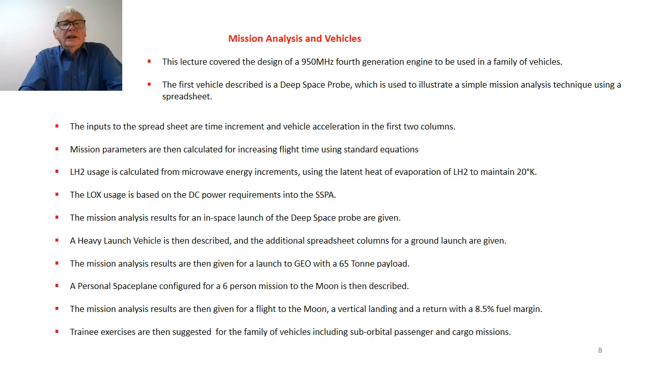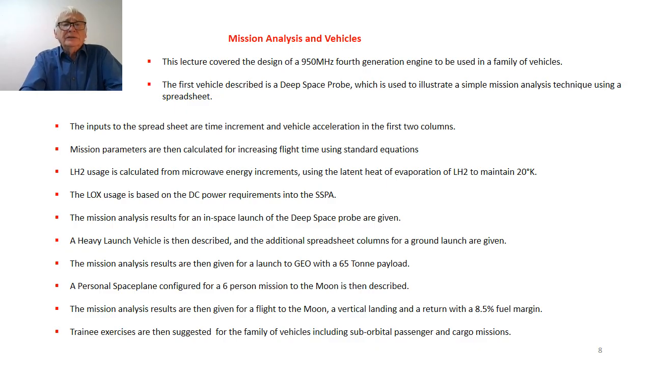You need to calculate the liquid oxygen usage for the fuel cells, and this is clearly going to be based on the DC power requirements into the SSPA itself. So you need to know the efficiency of the power amplifier. We gave the mission analysis results for an in-space launch of a deep space probe. This was the first simple mission we looked at. And then described a heavy launch vehicle, and we showed the additional spreadsheet columns that are needed to incorporate the ground launch mission.